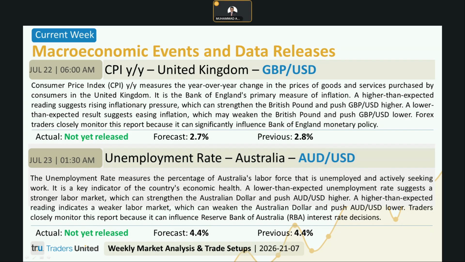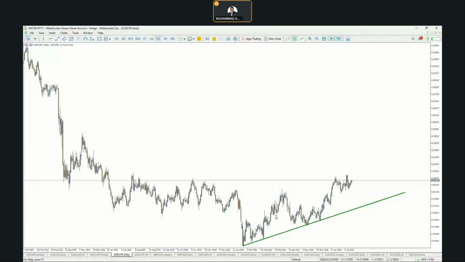Now, let me talk about technical and sentiment considerations. AUDUSD could experience increased volatility following the employment report. A lower than expected unemployment rate may reinforce expectations for a stronger Australian economy and support AUDUSD currency pair. A higher than expected reading may increase expectations for a more accommodative Reserve Bank of Australia policy stance, putting pressure on the Australian dollar.